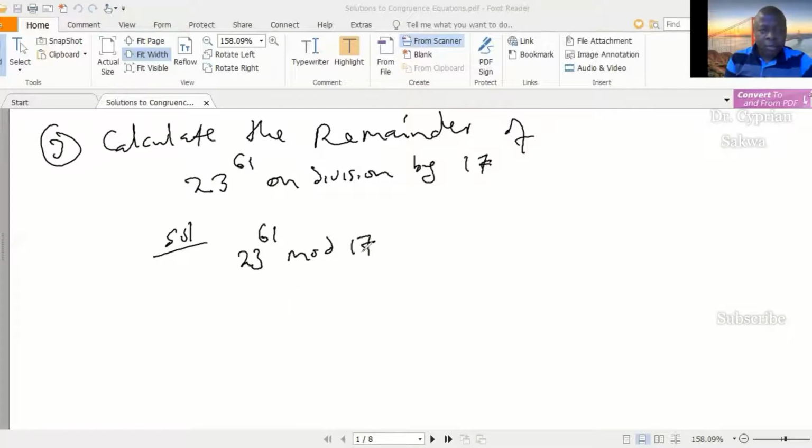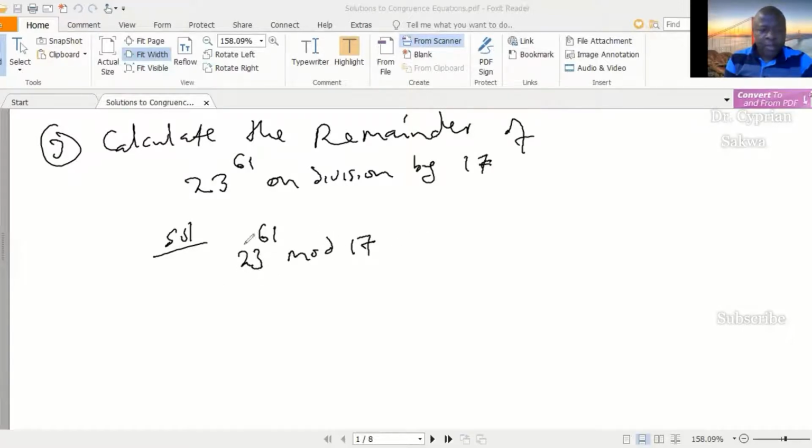For me to use Fermat's little theorem, I'll check if 17 is prime. And if it's prime, then I also check that it does not divide 23. If it does not divide 23, then I'll go ahead and use it. So for this question, I've seen that 17 is prime, and again, it does not divide 23, and therefore Fermat's little theorem can be used.